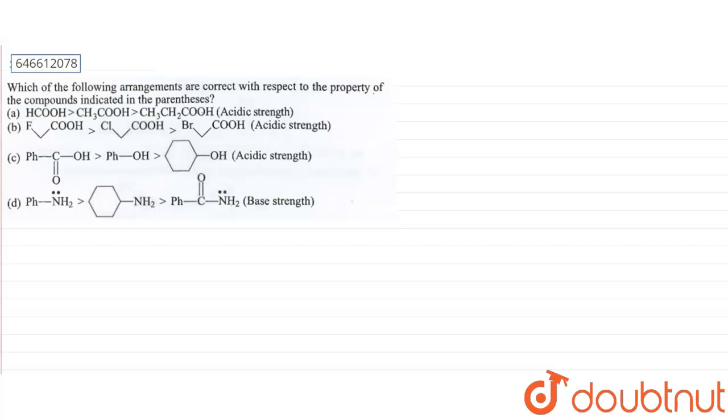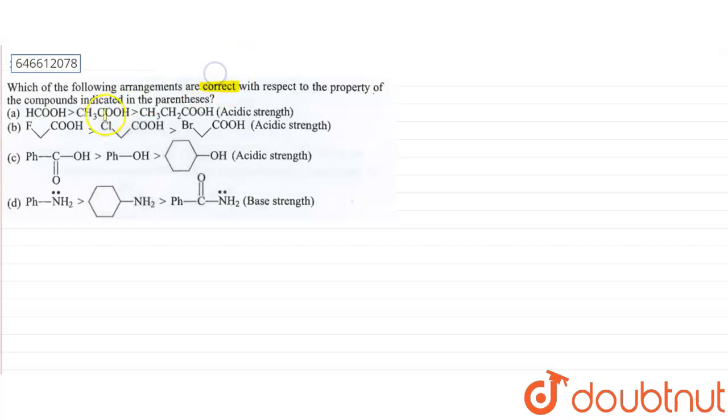Hello students. In this question, you have been told: which of the following arrangements are correct with respect to the property of the compounds indicated in the parenthesis? You have to tell the correct options.